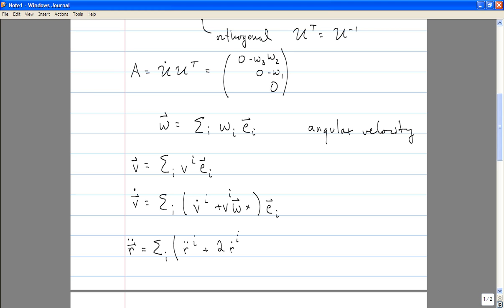a term which is linear in the derivatives of ri, another term which is linear in ri, omega cross omega cross ei, plus a final term which is ri omega dot, all crossed with ei.